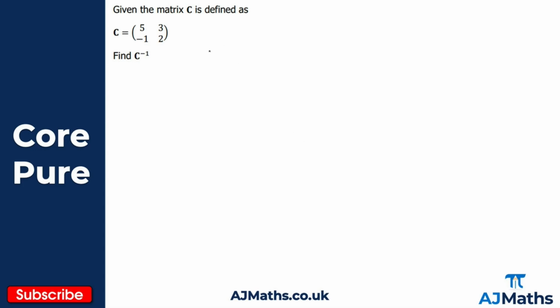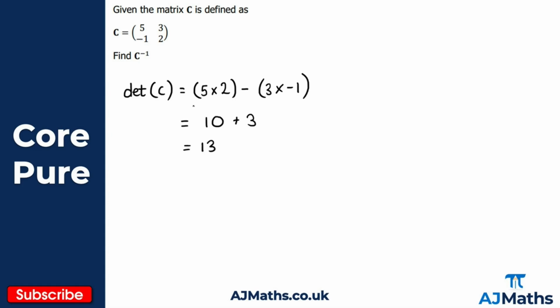So we've got the matrix C here. This is defined as 5, 3, minus 1, and 2, and we're asked to find C inverse. Again, pretty standard. We just start by finding the determinant of C, so we need det C. We find the product of the main diagonal, so that's 5 times 2, and then we subtract the product of the other diagonal, so minus 3 times minus 1. Well, 5 times 2 is 10. 3 times minus 1 is minus 3, so minus minus 3 would give us plus 3. So 10 plus 3, giving us 13 for the determinant of C.